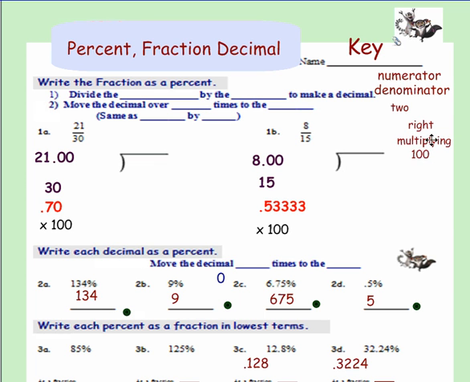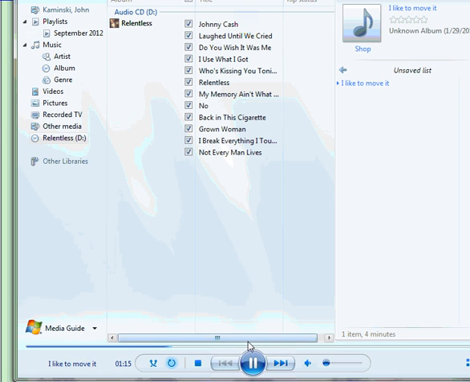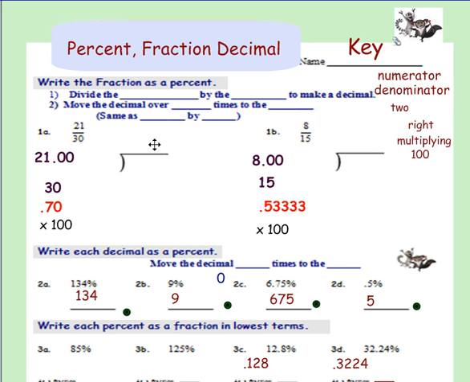All right, we're going to be talking about how to make a fraction into a percent, into a decimal, into a percent, going back and forth. You're going to probably think about why am I playing this song about move it, and the hint's going to come up here real soon. Okay, so let's get into the lesson here.